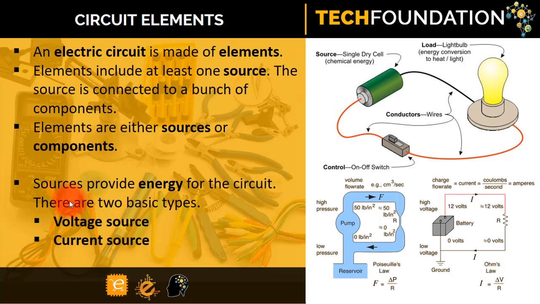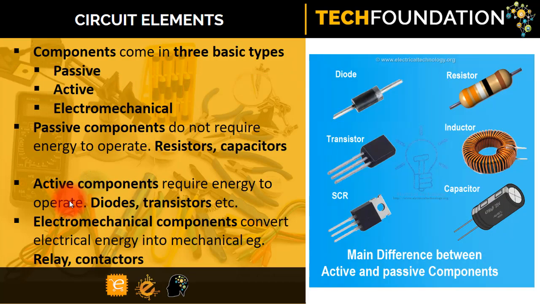The components of an electric circuit are called circuit elements. Every circuit includes at least one power source and a bunch of elements connected together in a particular fashion to serve a purpose. So circuit elements are either sources or components. Sources provide energy for the circuit. Basically, there are two types of sources. We have voltage sources and current sources. A voltage source usually maintains a fixed voltage while current varies, and a current source performs the opposite. It maintains a fixed current while voltage varies.